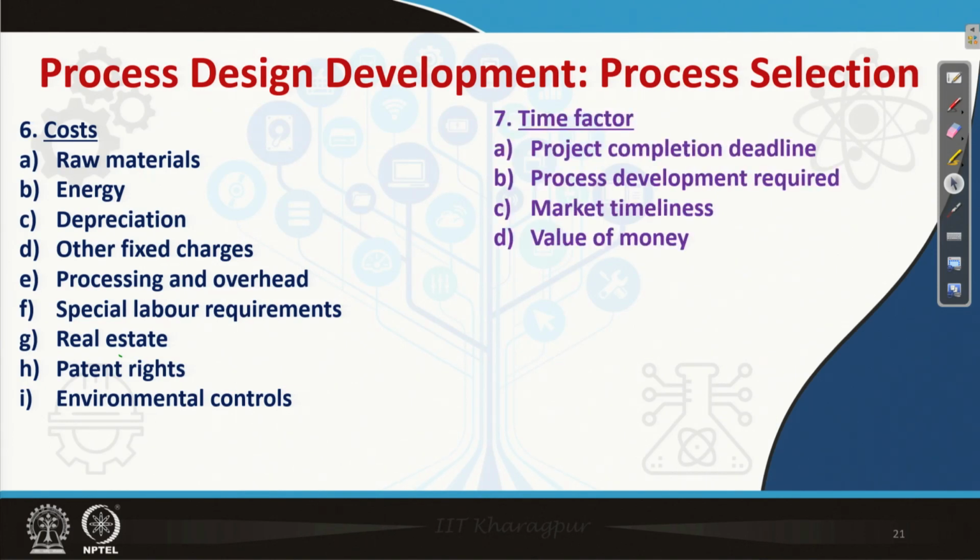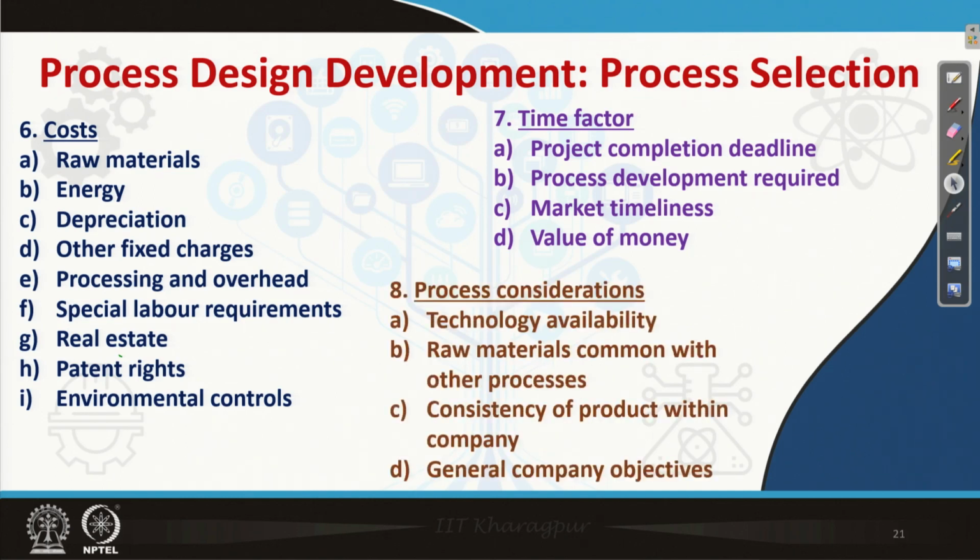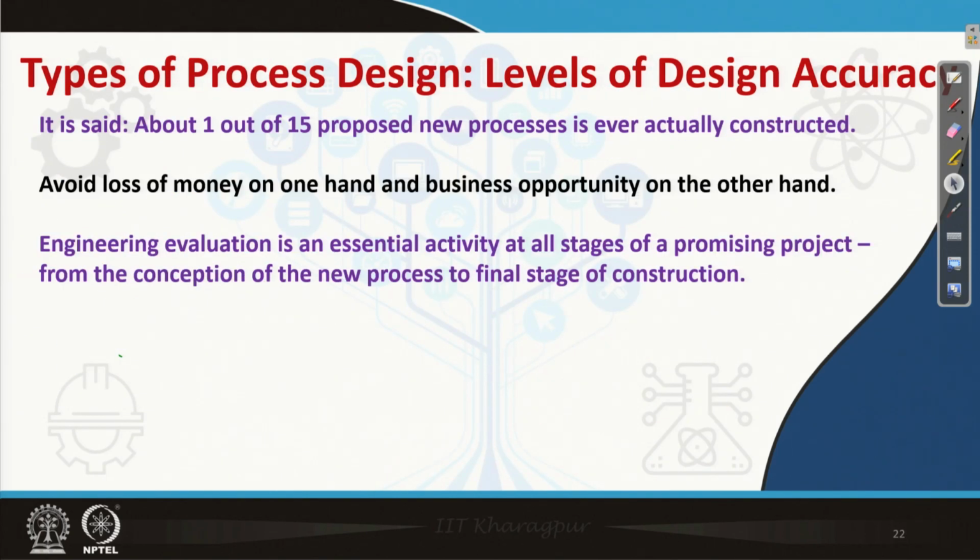Time is very important. So, time factor will also have influence on selection of process. Project completion deadline, process development required, market timelines, value of money. Process considerations, technology availability, raw materials common with other processes, consistency of product within company and general company objectives. So, all these will influence process selections.